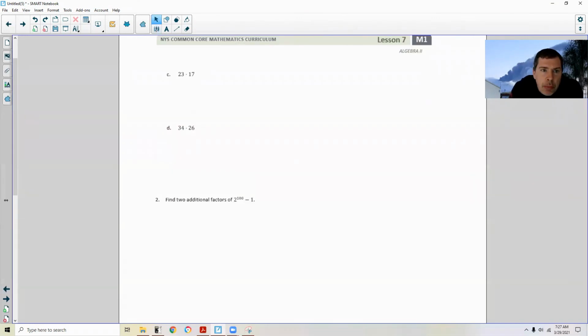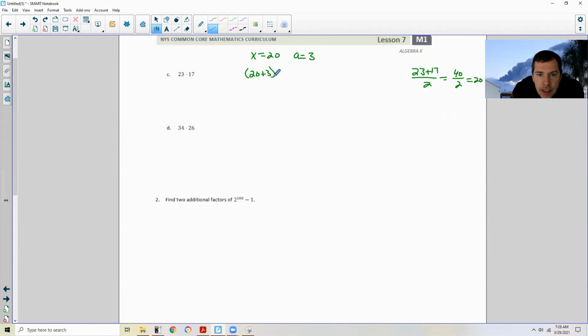All right, page 2 gives us a couple more examples to practice just to get a hang of this. The first thing I want to do is find the mean of these two numbers. So 23 plus 17 divided by 2: 23 plus 17 is 40, divided by 2 is 20. So my x is going to equal 20 here. And my a is the difference between 20 and these two numbers. 20 plus 3 is 23, and 20 minus 3 is 17. So there's my a. Now I can represent this as x plus a times x minus a.